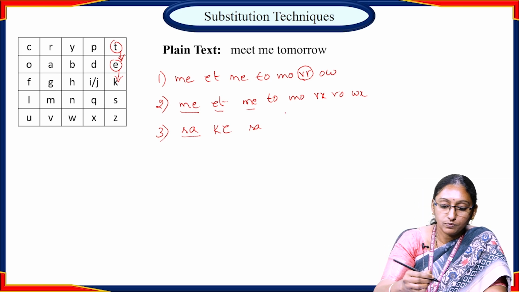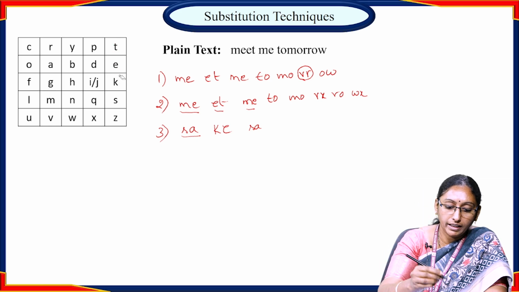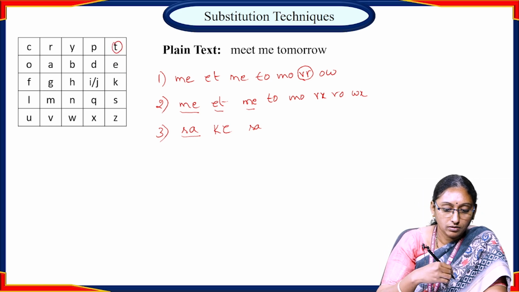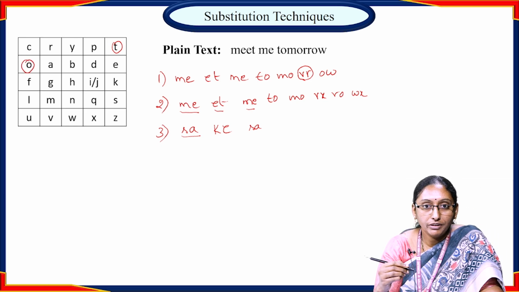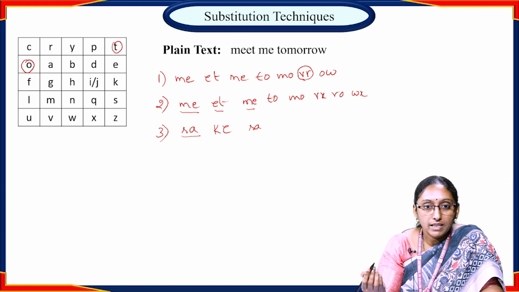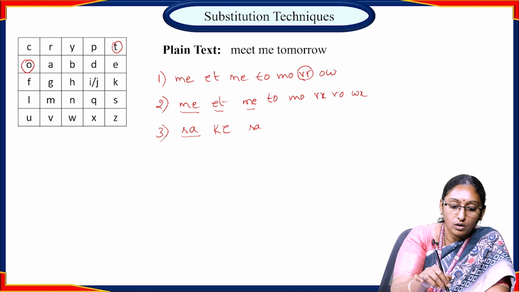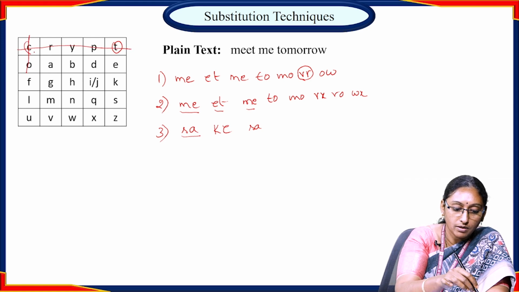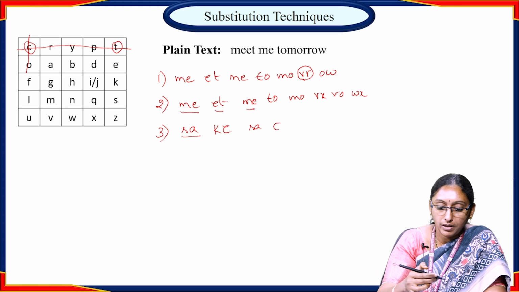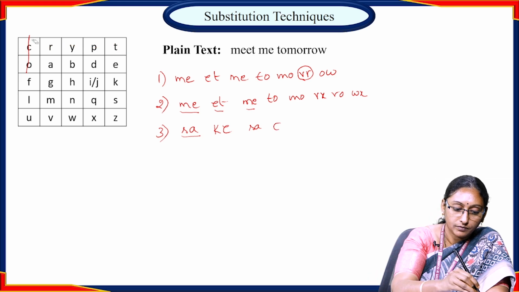Next, TO, where T and O are in the matrix here. So they are in two different rows and columns. In this case, how can we replace the letters? If T should be replaced, it is T row and O column intersection point, C. T is replaced by C.